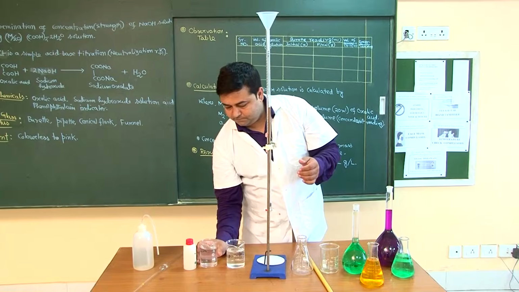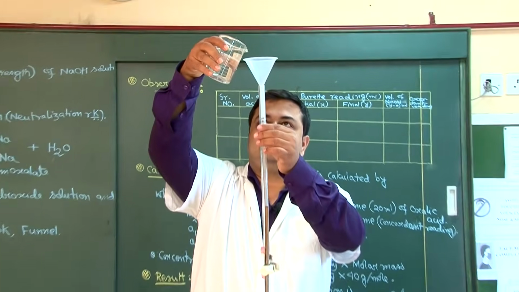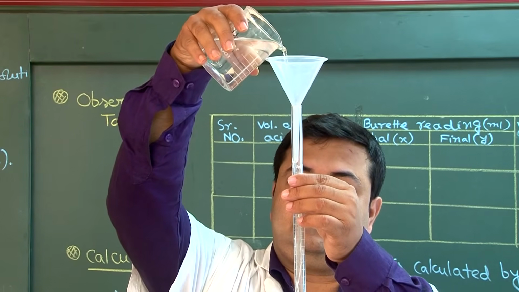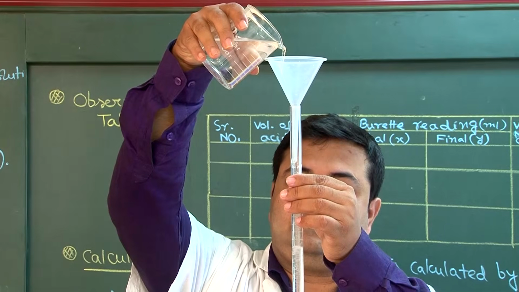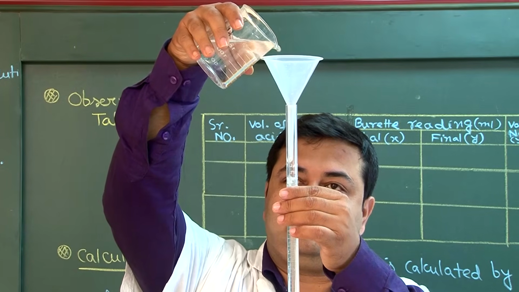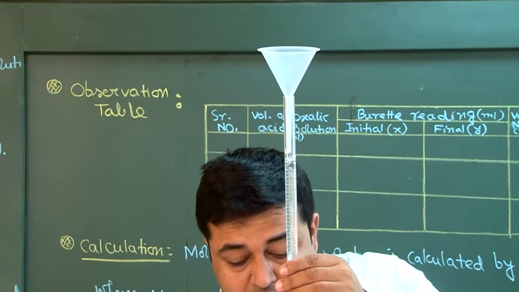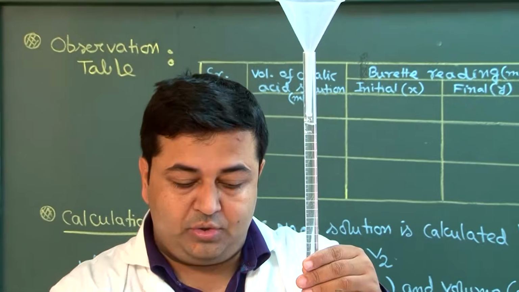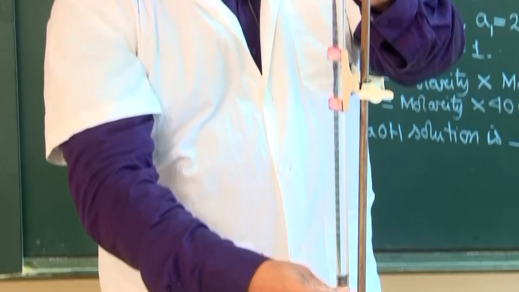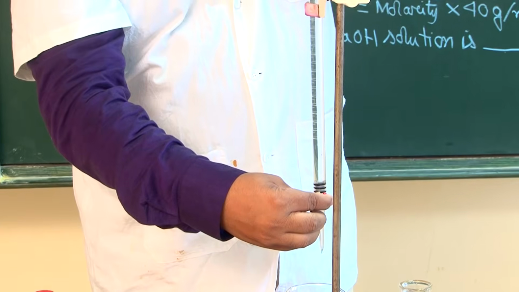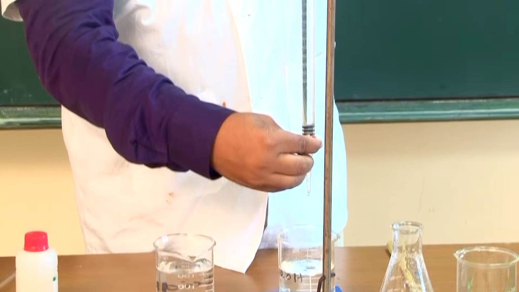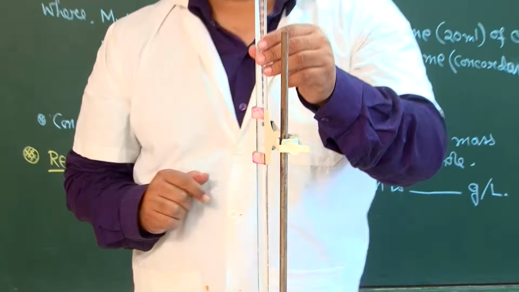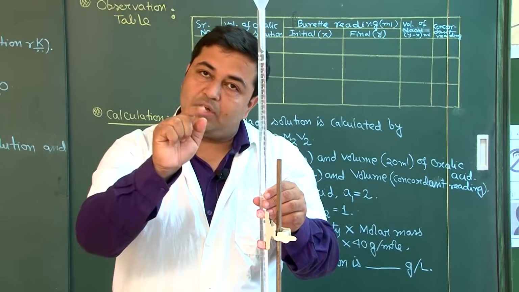See now. Student, this is a colorless solution. So, when I adjust this into the zero reading, obviously I will consider the lower meniscus. You can see it is 0 value and this is 50. So, this is the initial value for our titration.